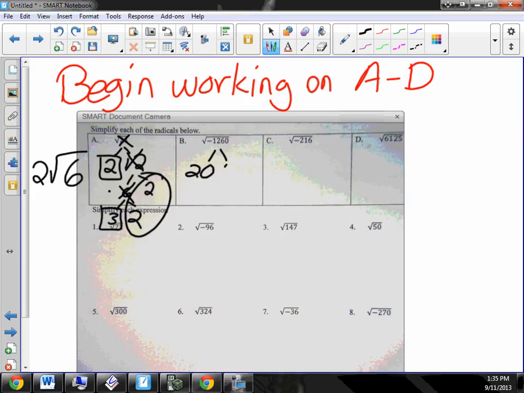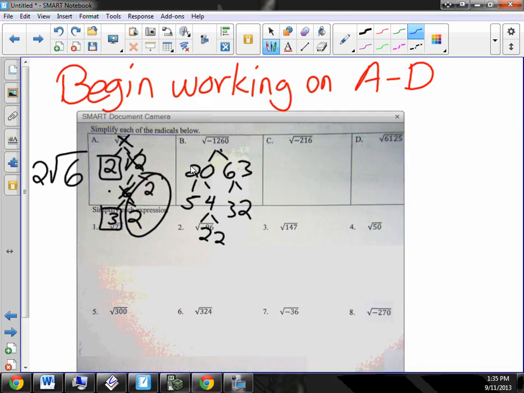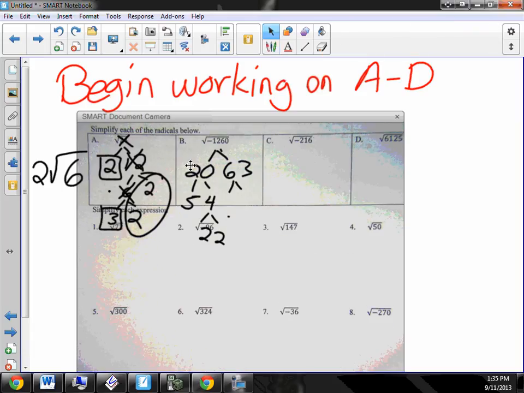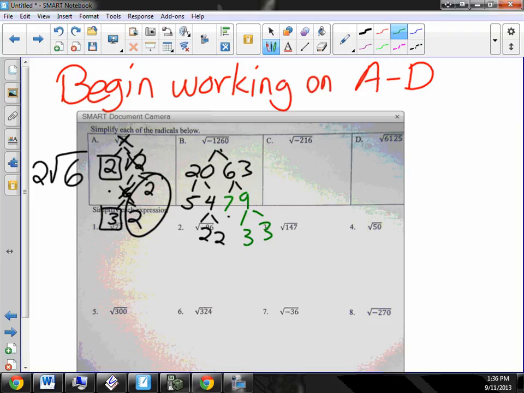20 and 63. 5 and 4. 2 and 2. 3 and 2. Do I have any pairs? Oh my goodness. Not 3, not 32. How about 7 and 9? Man. Okay, try again.